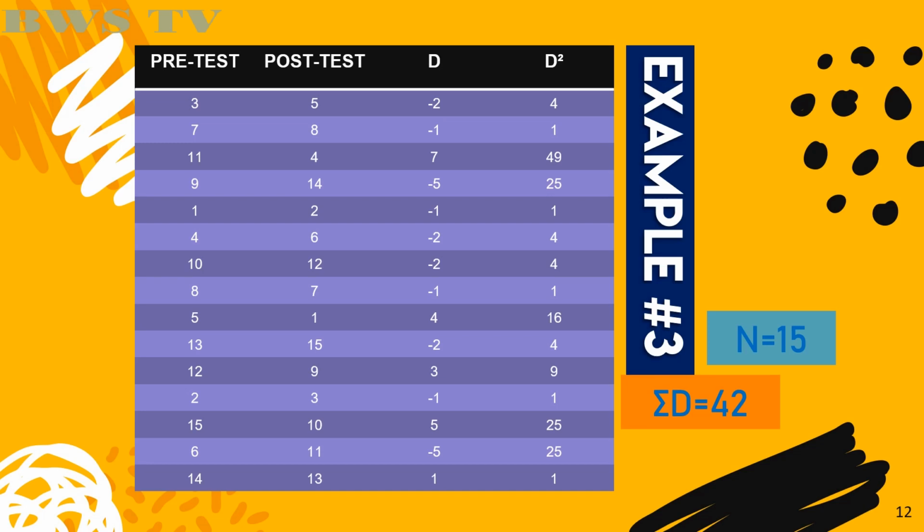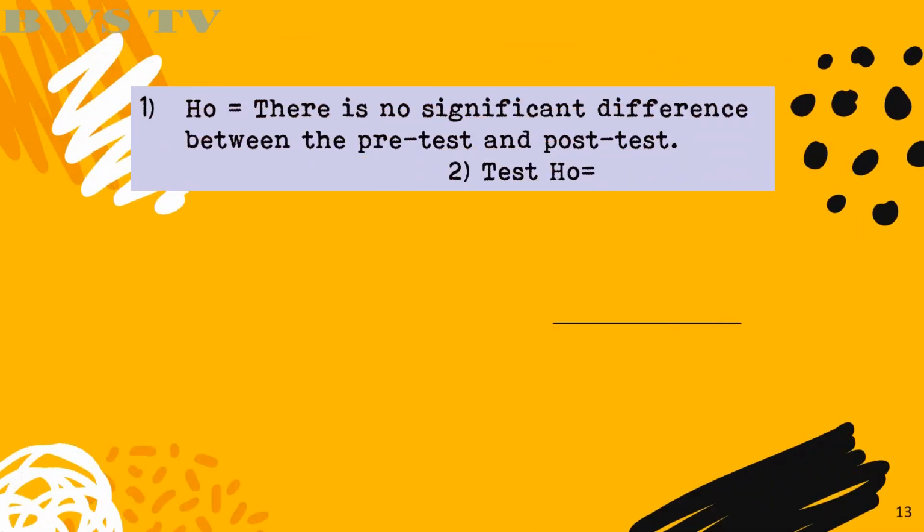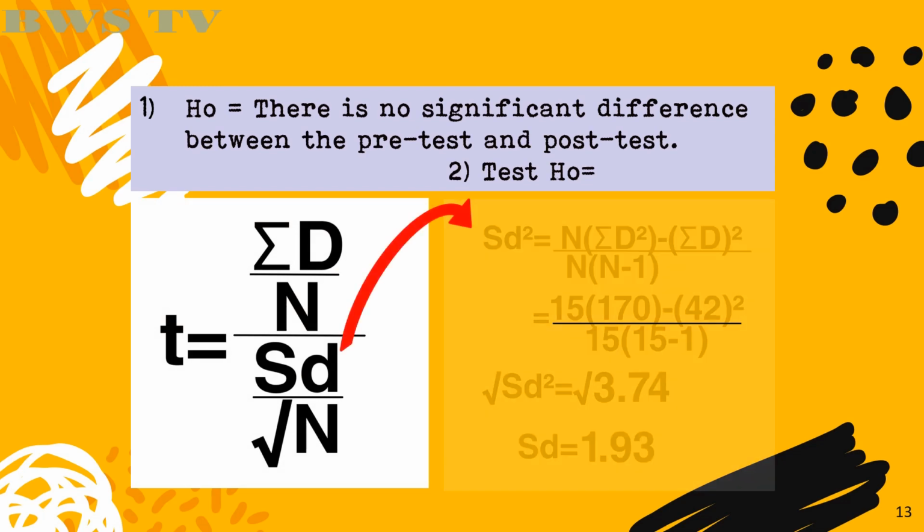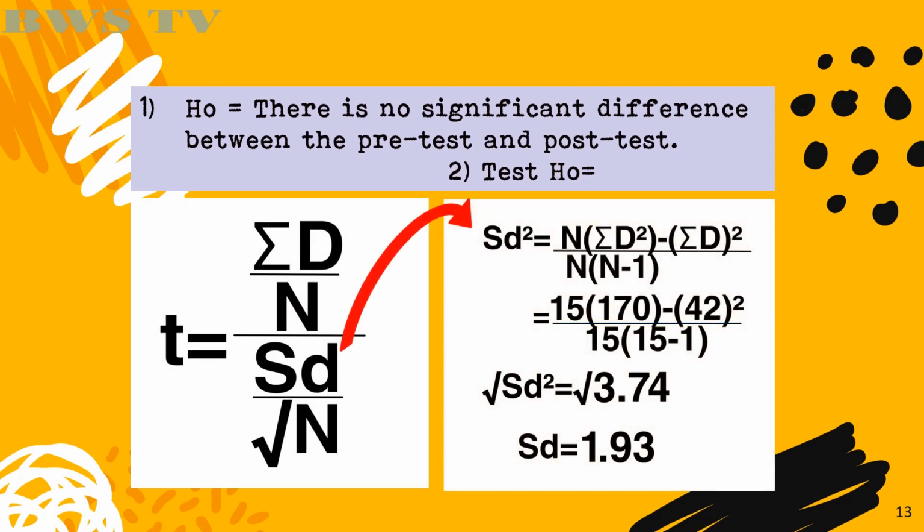And after that, square those values in the D column to find the square. And we have 4 plus 1 and so on and so forth, which is equal to 170. It's our null hypothesis again. So there is no significant difference between the pre-test and post-test. Now we have to test our null hypothesis. Use the formula again and find the SD by substituting those values in this formula, which equals 1.93.